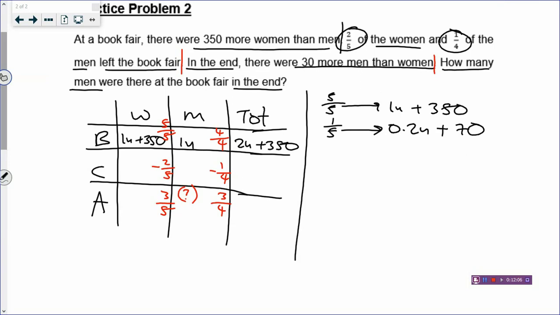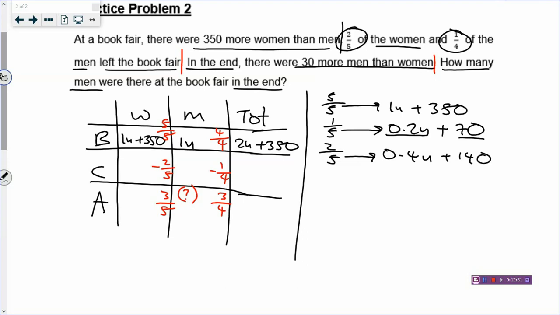So 2/5 of the women left. So how many is 2/5? So 2/5 will be, you take 0.2 unit and then you times 2. And you get 0.4 units. And then 70 times 2, you get 140. Okay, and whatever you have found, put it into the box. Like model drawing, whatever you have worked out, you add on to your model so that it looks clearer.